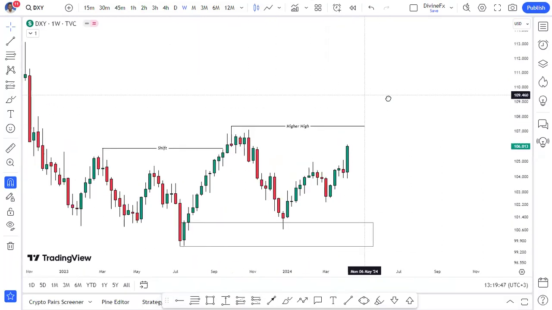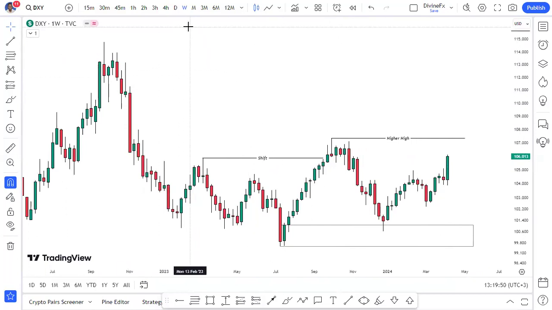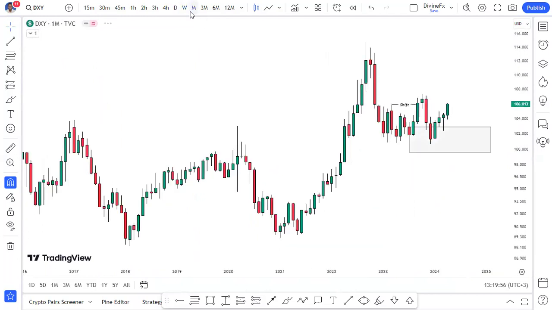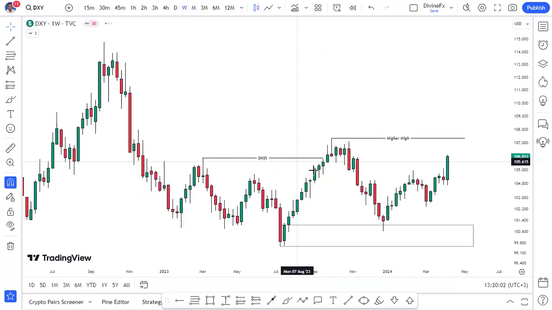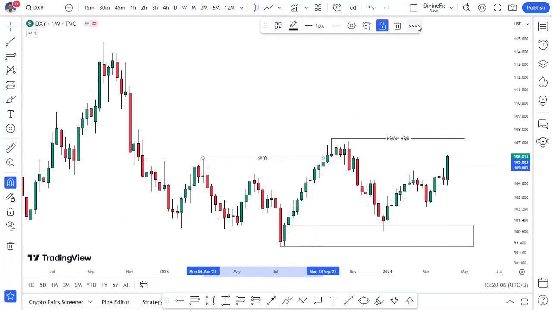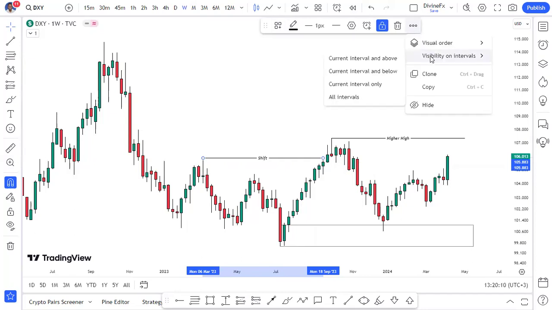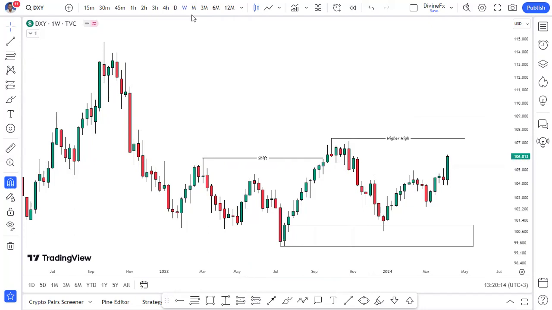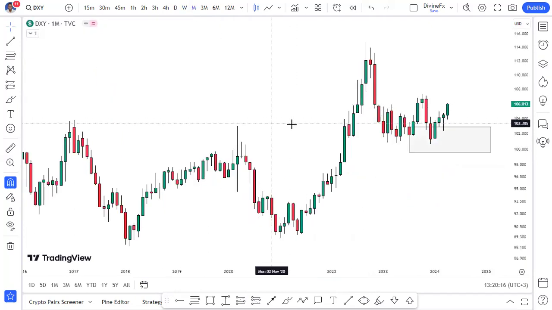So in front of you here is DXY. This is the dollar index. One of the many advantages of why I usually analyze this dollar index is that it shows the strength of the US dollar.